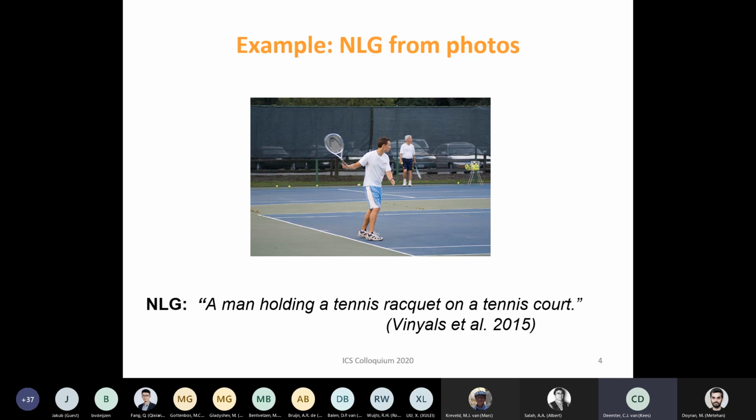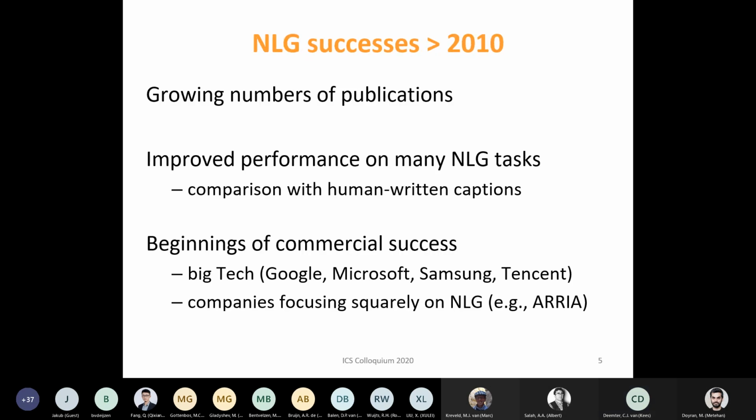Okay, that's a while ago already, and systems have improved since. So that's an example of a fairly hot application. We have growing numbers of people working in the area, fast growing numbers of publications, rapidly improving performance. For example, when you compare the generated text to texts that are written by people. In this case, for example, captions written by people.